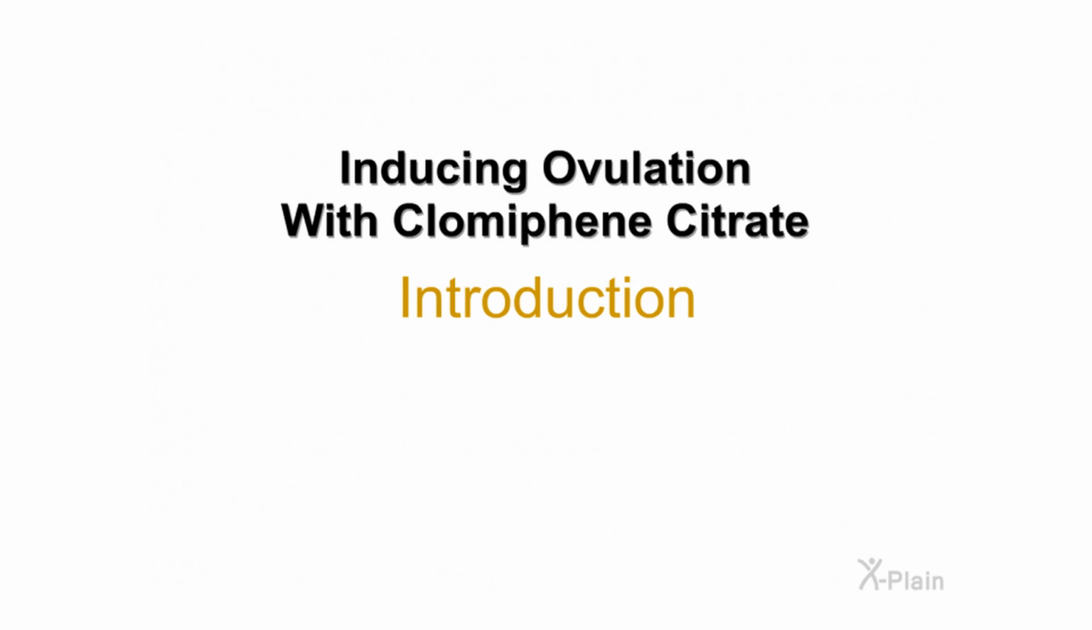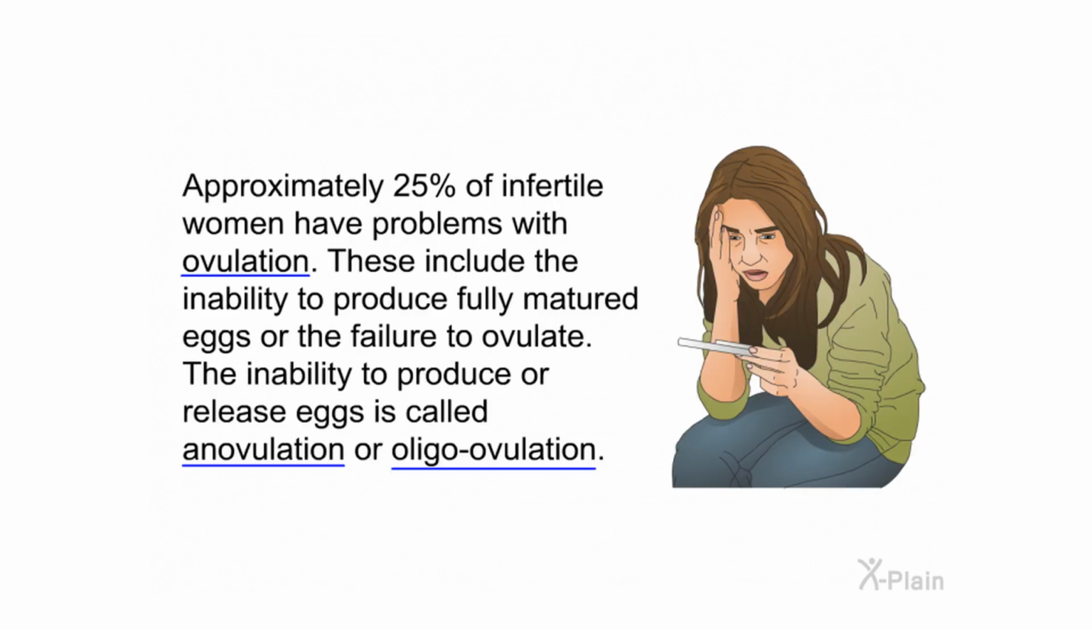Inducing Ovulation with Clomiphene Citrate. Introduction. Approximately 25% of infertile women have problems with ovulation. These include the inability to produce fully matured eggs or the failure to ovulate. The inability to produce or release eggs is called anovulation or oligoovulation.